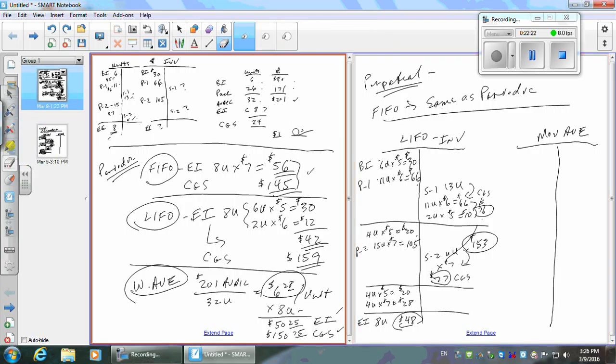Need a bigger eraser. I can just click on a bigger one. Okay. What do we got? 153 is our cost of goods sold. Take that away from the 201, and what does that give me? 48. It's a miracle. Oops, I put it backwards. That's what you just said.